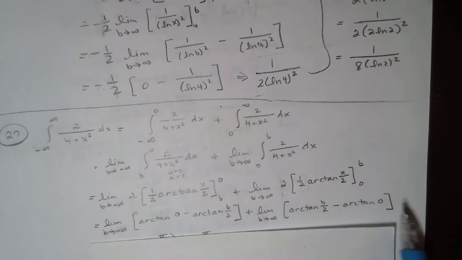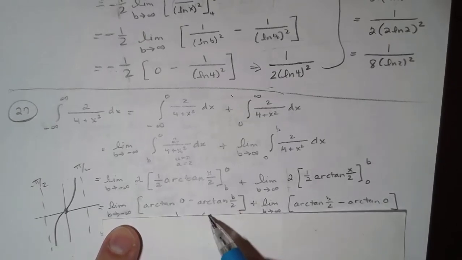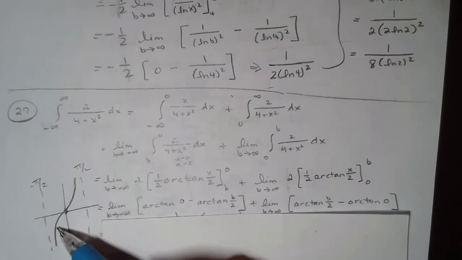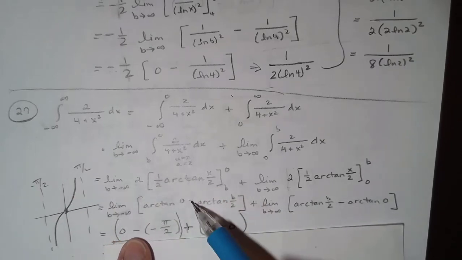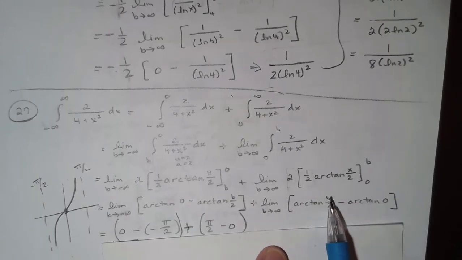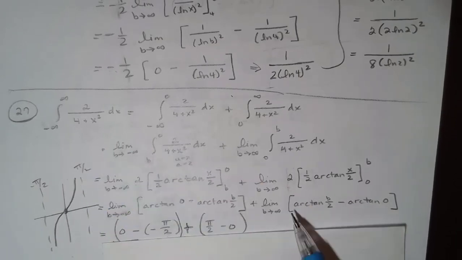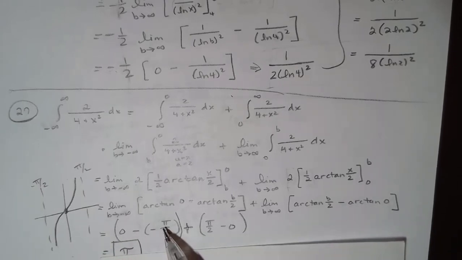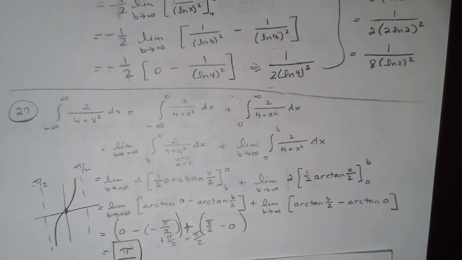Now, this is where this gets tricky. b over 2. As b is going to negative infinity, it's just like saying as the angle goes to negative infinity. As we are getting to negative infinity, what is my angle getting close to? Negative pi over 2. So this gives me 0 minus negative pi over 2. What about over here? As b goes to infinity, this would be arctan of infinity over 2, still at infinity. So what angle as tangent goes to infinity am I getting close to? I'm getting close to pi over 2 minus 0. So I have 0 minus negative pi over 2, which is plus pi over 2, plus pi over 2, which is pi.